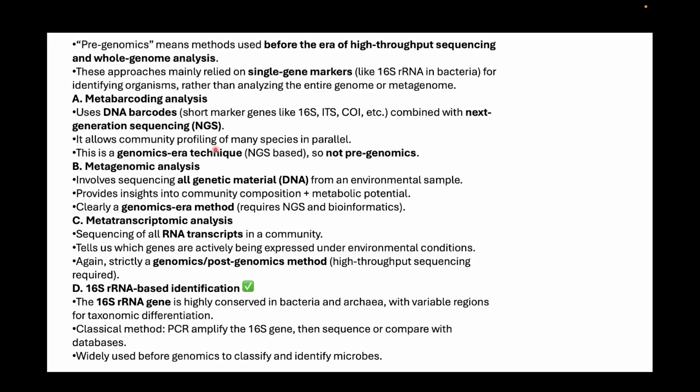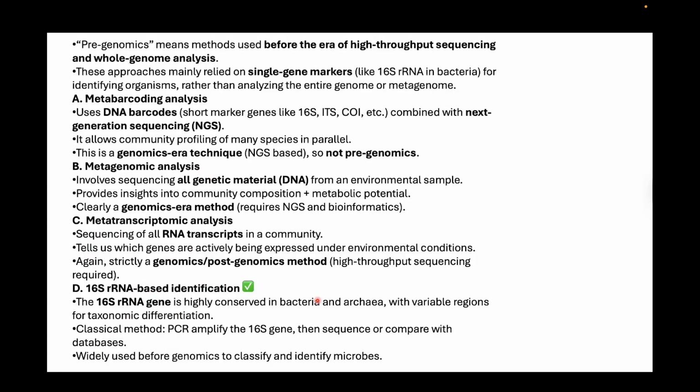Transcriptomic analysis, again, is sequencing all the RNA transcripts. This is also strictly a post-genomics method. High throughput sequencing is required. It also tells us which genes are being actively expressed in certain environmental conditions in the samples. Therefore, the correct answer is 16S rRNA based identification.